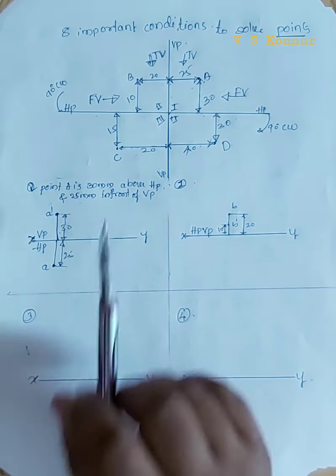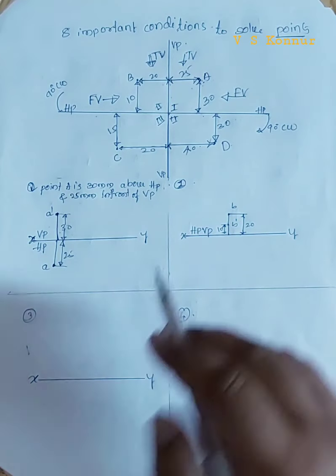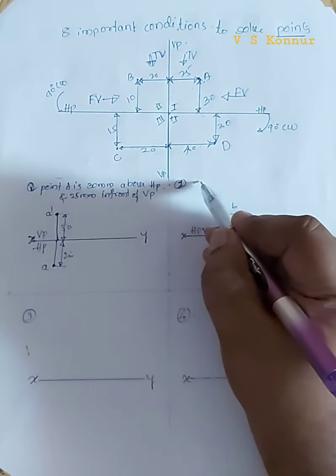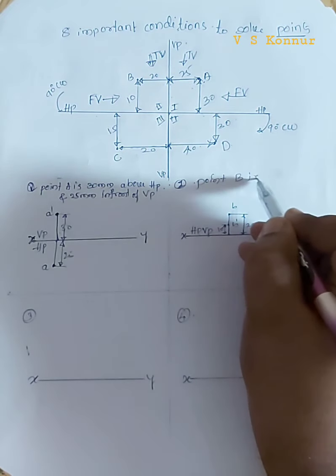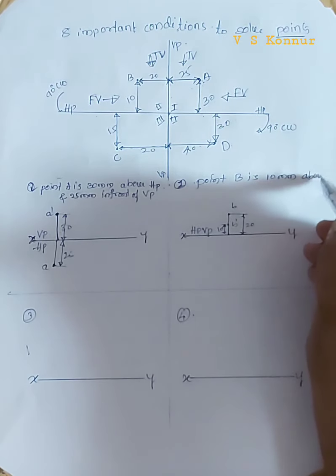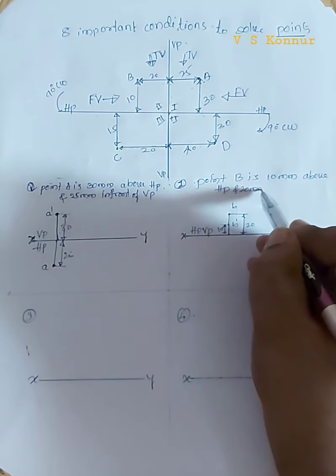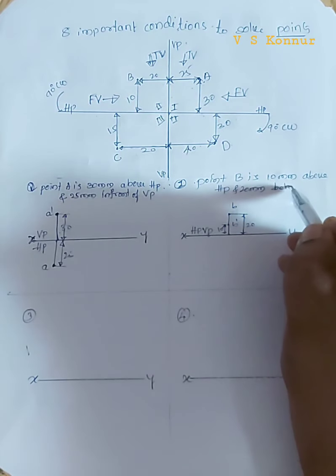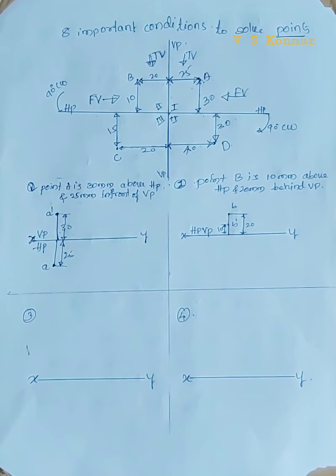Next we will move on to the third. So this point is given by point B, which is 10 mm above HP and 20 mm behind VP. That is a point problem.